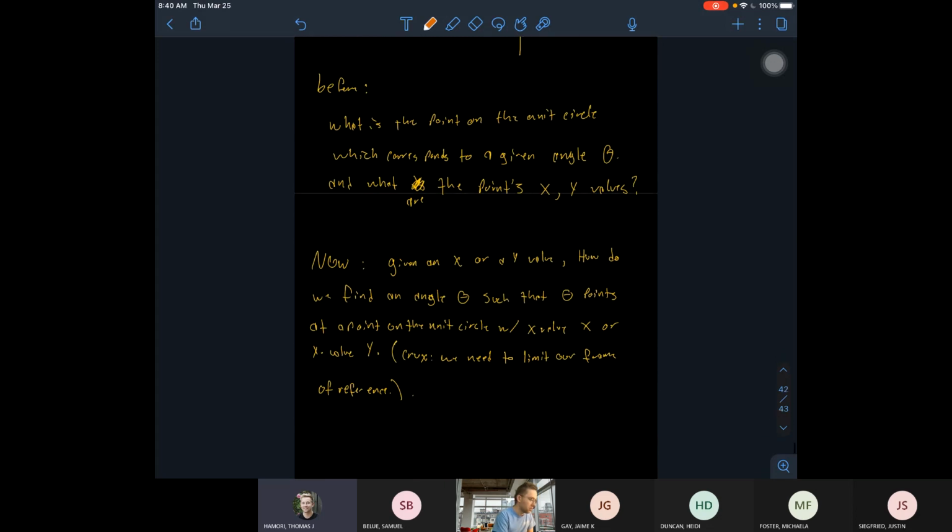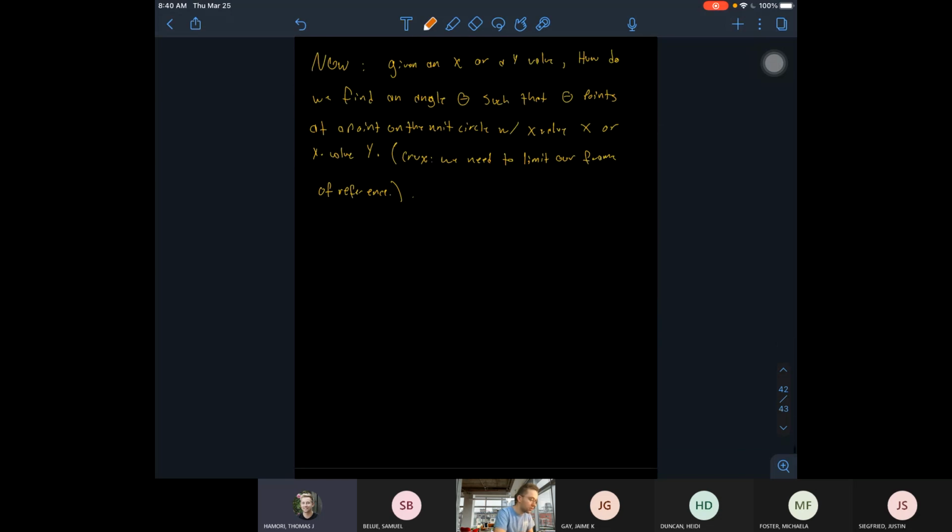So before, we were asking questions like, if I know the angle theta, then what are the x and y values of the point on the unit circle, which we get when we inscribe that angle theta in the unit circle? And now we're working backwards. We're going to start with a point on the unit circle. Actually, we're going to start with one coordinate of the point on the unit circle, and we're going to try to work backwards to an angle.